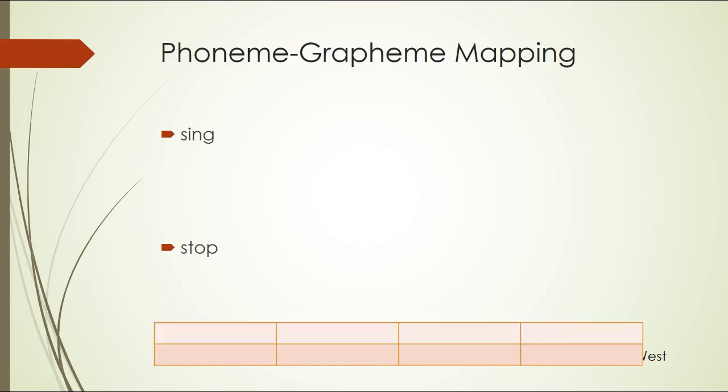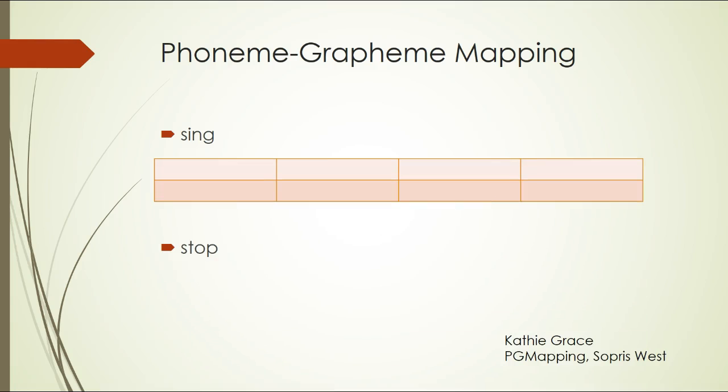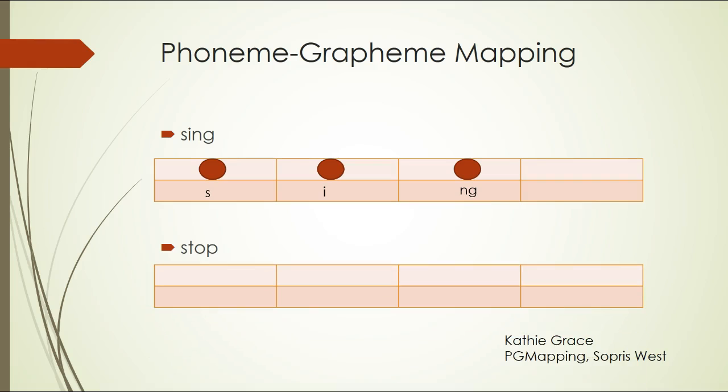Let's take a look at a few more. If I gave the student sing, how could we segment that out? What would you hear? You can do this with me. S, i, ng. Then we have sing. S represents the first phoneme. The I is our next phoneme. And the last phoneme is NG. Then we have the word stop. S, t, o, p, stop. S is our first phoneme. T is our next phoneme. O is another phoneme. And our fourth phoneme is P.